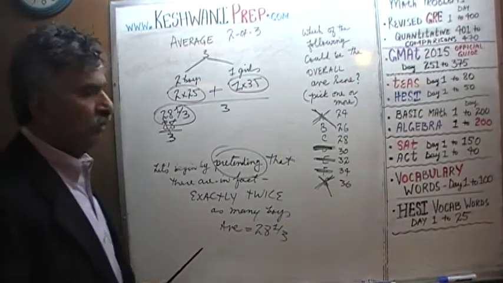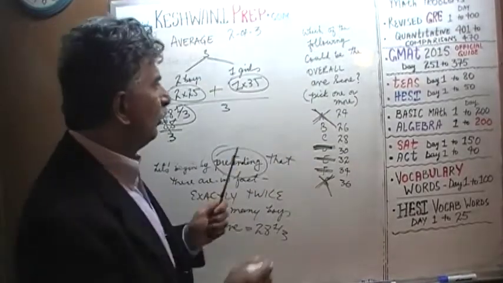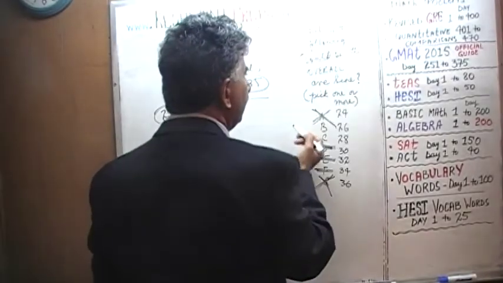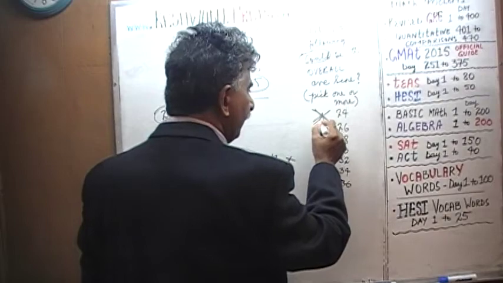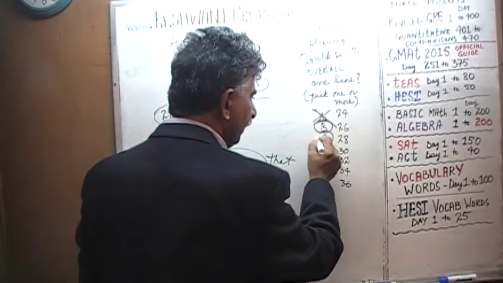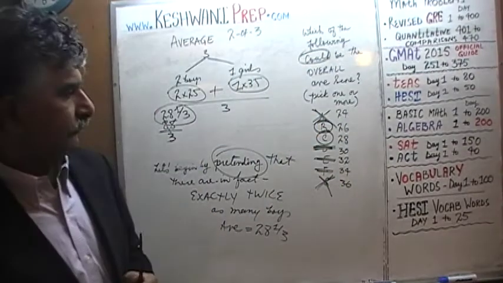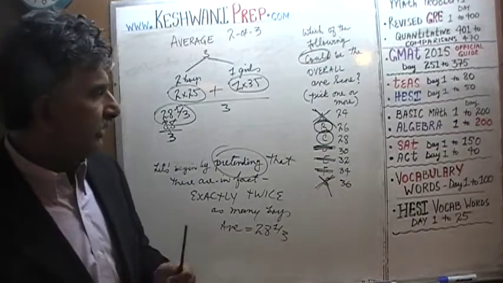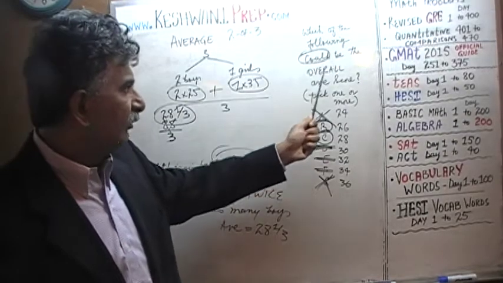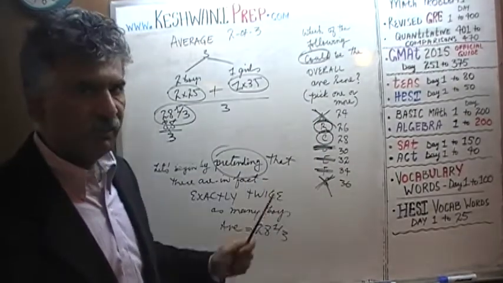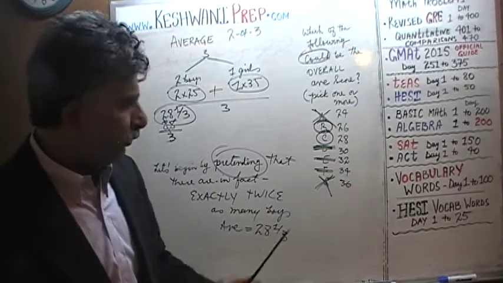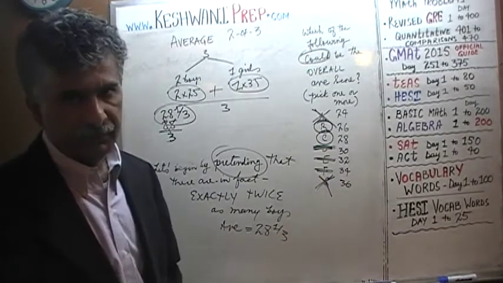So the question here was, which of the following could be the overall average? The answer is, the overall average can be 26 and it can be 28. That's it. That's your answer. You're done. Question was, which of the following could be the overall average? The answer is, in this scenario, the overall average for the class could be 26 or it could be 28.